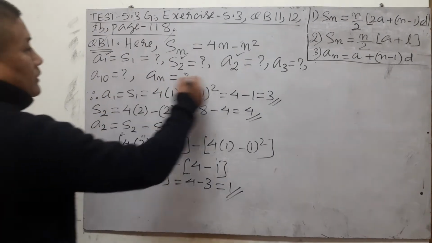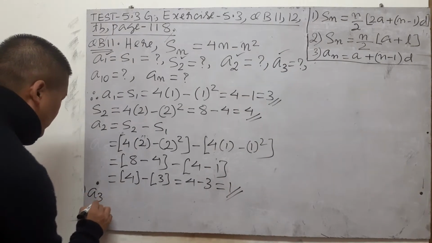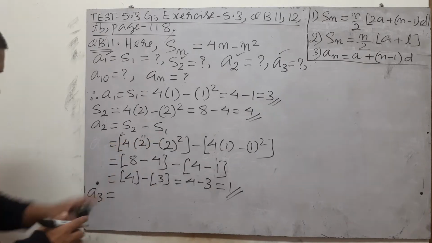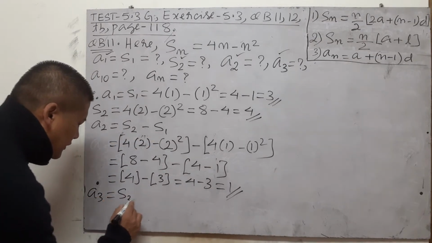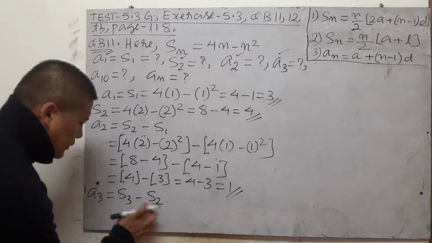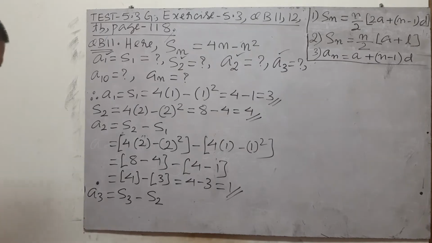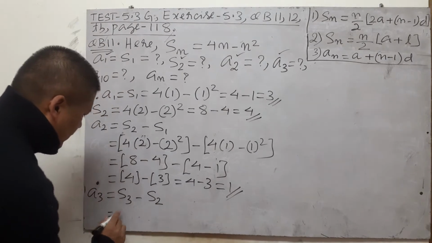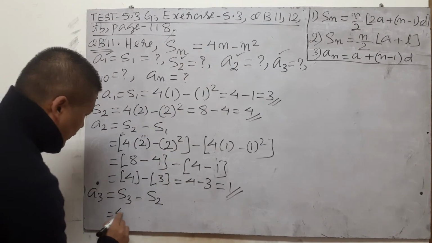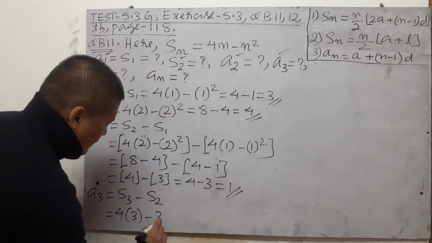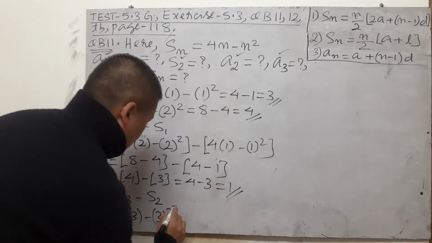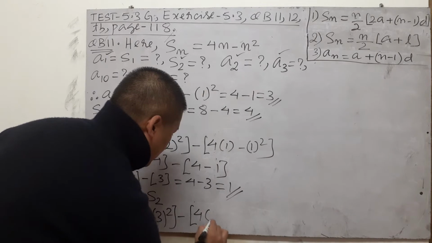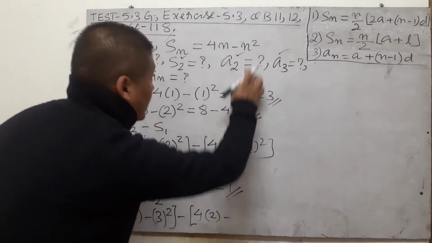Then we'll go to A3. So let us do A3 likewise. Just as A2 is sum of the first two terms minus sum of one term, the first term, A3 will be sum of three terms, S3, minus sum of the two terms preceding the third term. So A3 will be S3 minus S2. If we follow this formula, S3 using Sn, 4 into n, now 3, minus n square, so 3 square. S3 minus S2 will be, likewise using this formula, 4 into 2, n is 2 now, minus n square, so here 2 square.